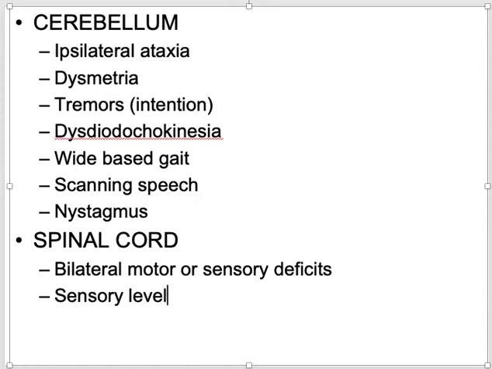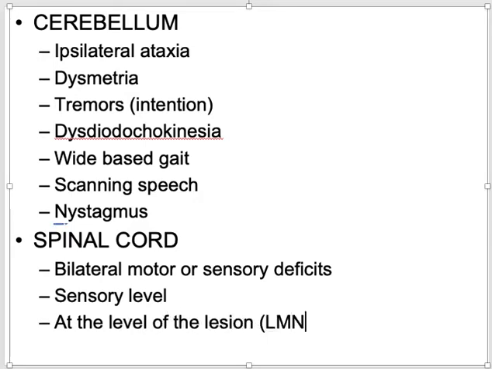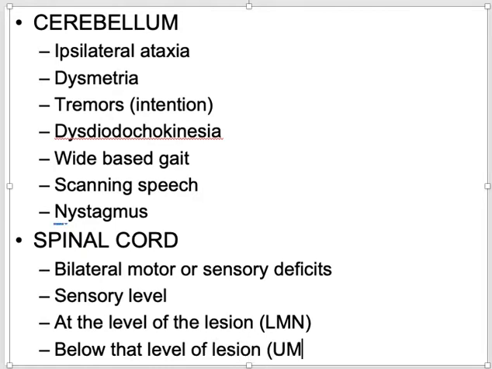Now, a very interesting thing: when the spinal cord has a stroke, at the level of the lesion you will find a lower motor neuron type of lesion, because the anterior horn cells are the ones that are destroyed. When they are destroyed, it gives a lower motor neuron type of lesion. But below that level of lesion, you will find an upper motor neuron type of lesion, okay?